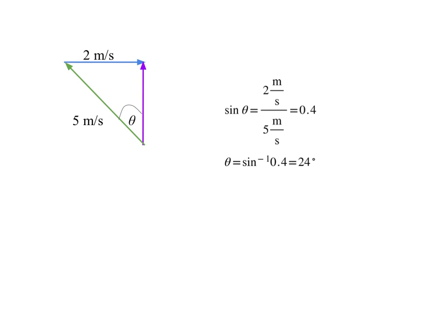We were told that relative to the water, the boat moves at 5. We were told that relative to the ground, the river heads downstream at 2, and so we have this triangle. The definition of the sine is opposite over hypotenuse. How did I know to use sine?